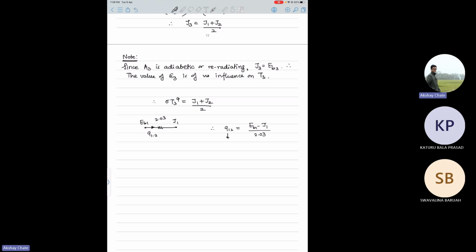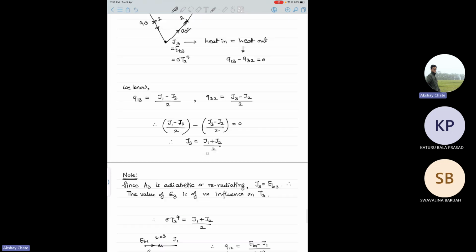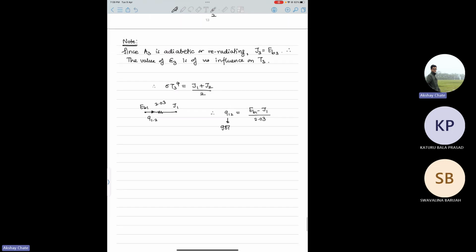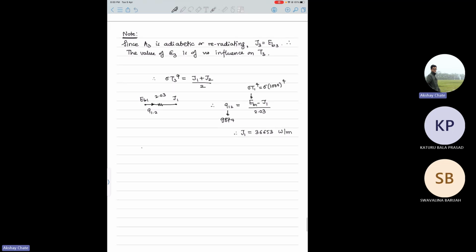So we know EB1 as 9874, right? This is known, 9874. This you have to calculate from sigma T1 power 4. T1 is known, so this is sigma into 1000 power 4, and therefore you should get J1. And J1 you should get approximately 36653 watt per meter square. And on the same lines, you need to find J2.